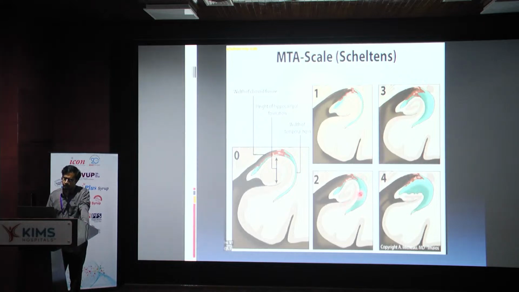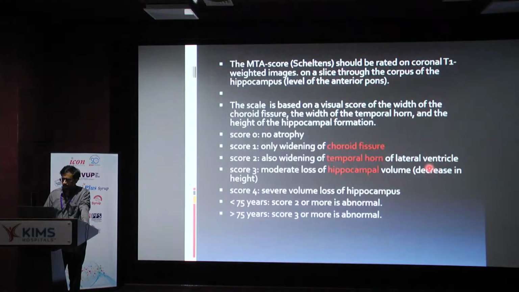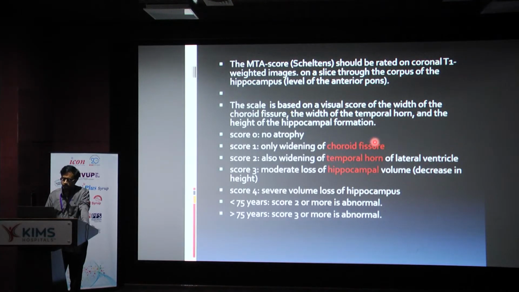Sorry, this is the 2. Then comes the 3 and 4. 3 and 4 are the ones which target the hippocampus. So the scale goes like this: first the choroidal fissure, second the temporal horn, then third and fourth are moderate and severe hippocampal volume loss. This scale has a grading based on which we see less than 75 years, more than 75 years, what is normal, what is abnormal.